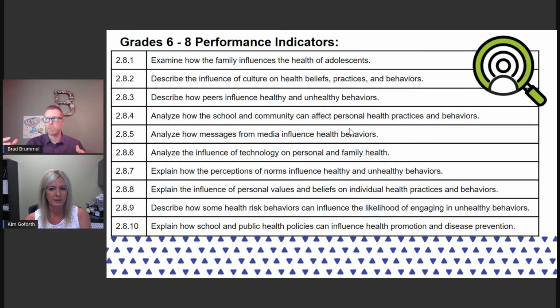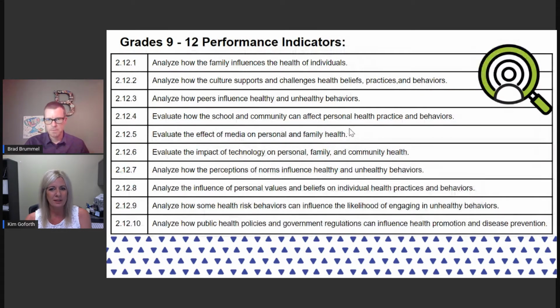Kim, as we look at the high school performance indicators, what sticks out to you? Well, you kept mentioning the verbs. So when I compare middle level to this high school, I see a lot more higher level cognitive verbs. We do move everything to analyze here at the 9-12 grade span, and we add in some evaluates. And another piece that I looked at, in the 6-8 grade span, it said, how does this impact? And then when we look at this 9-12, we see more of what's the impact of. So really focusing on the impact.